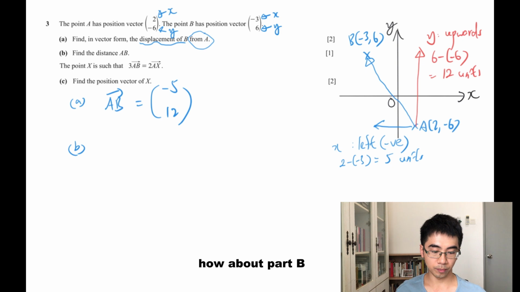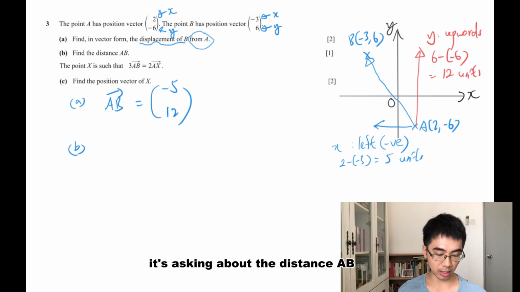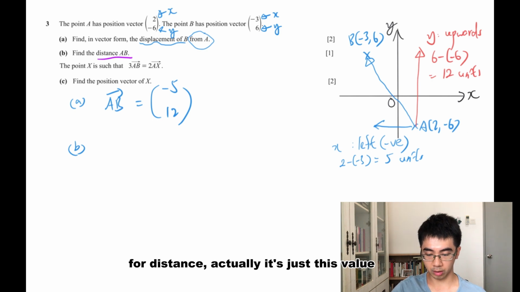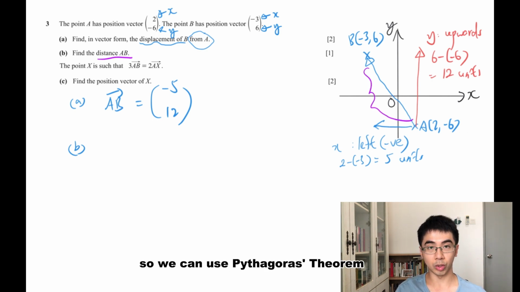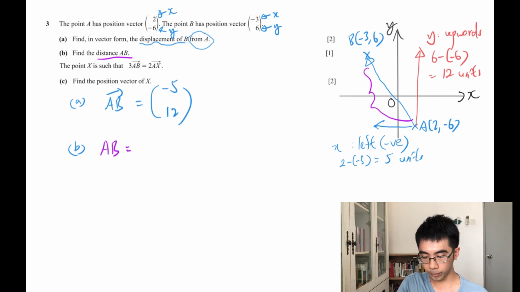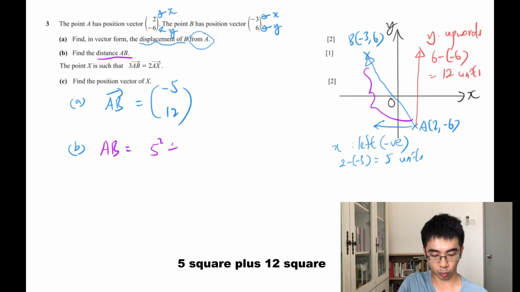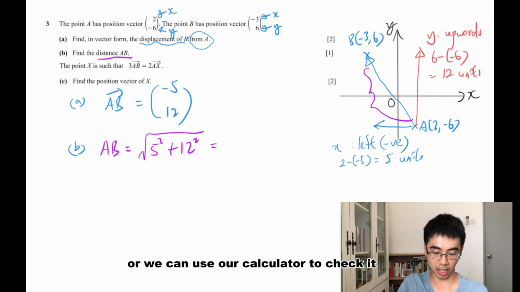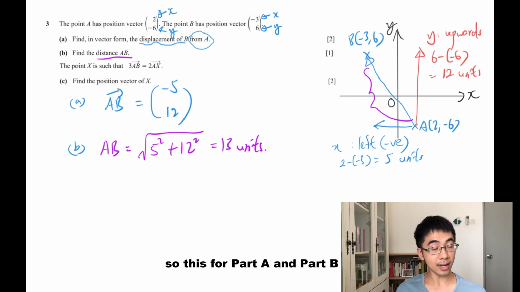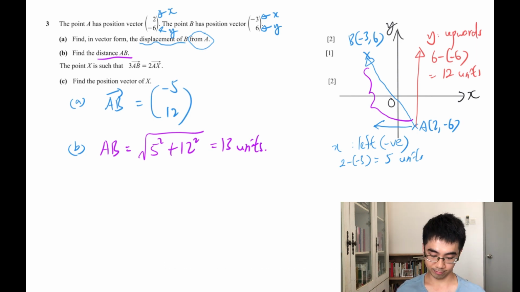How about part B? It's asking about the distance AB. For distance, it's just the magnitude of this vector. We can use the Pythagoras Theorem, and AB should be the square root of 5 squared plus 12 squared. Obviously it's 13, or you can use your calculator to check it. So it should be 13 units. This is for part A and part B.